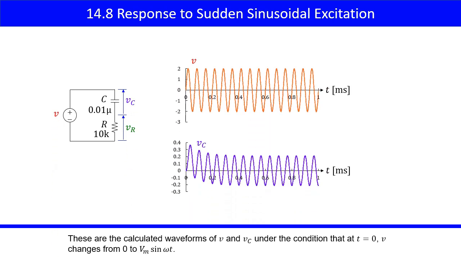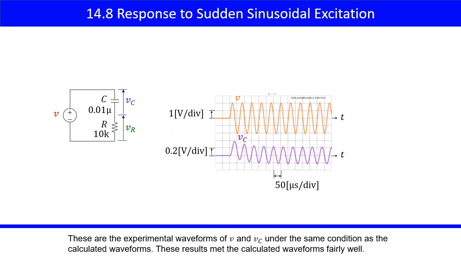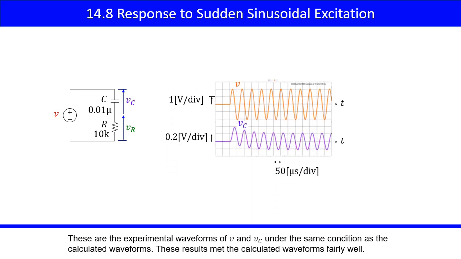These are the calculated waveforms of V and Vc, under the condition that, at t equals 0, V changes from 0 to Vm sine omega t. The parameters are Vm equals 2 volts, f equals 15 kHz, and theta equals 0 radian. These are the experimental waveforms of V and Vc, under the same condition as the calculated waveforms. These results matched the calculated waveforms fairly well.